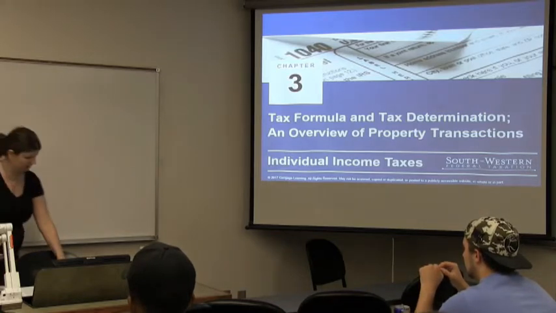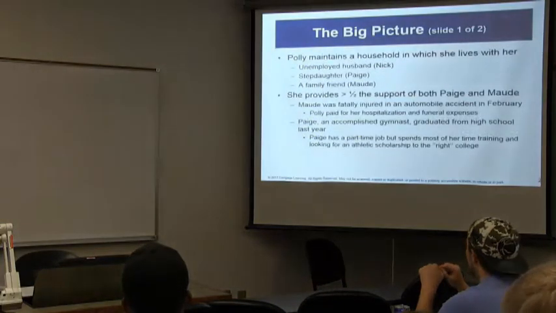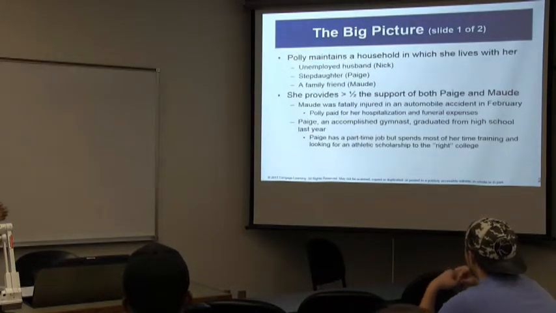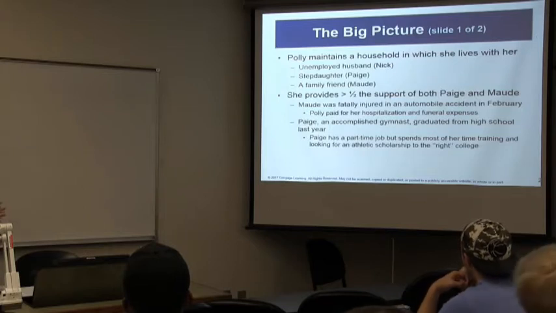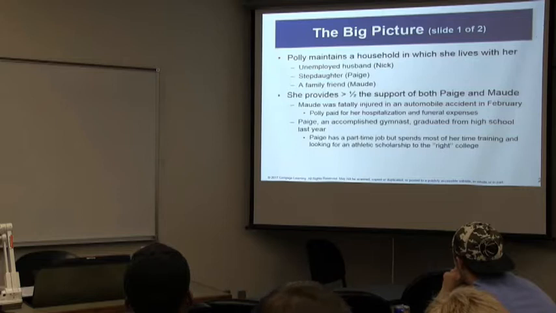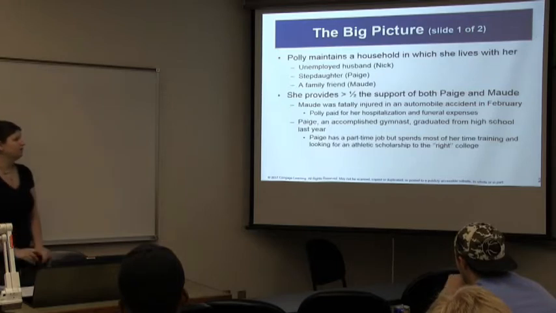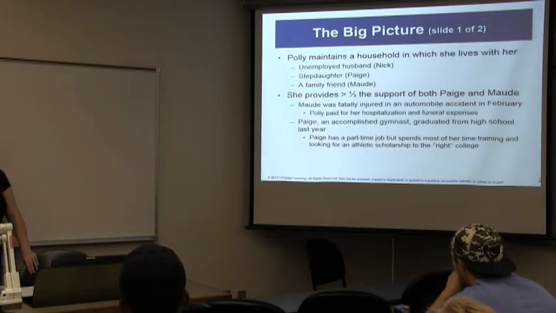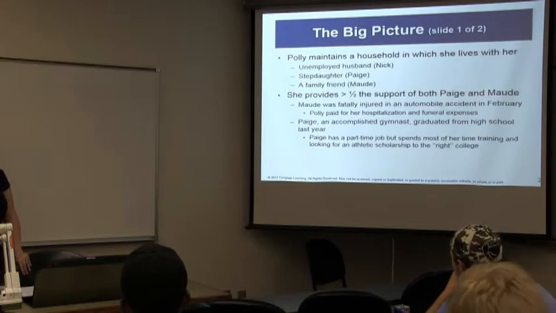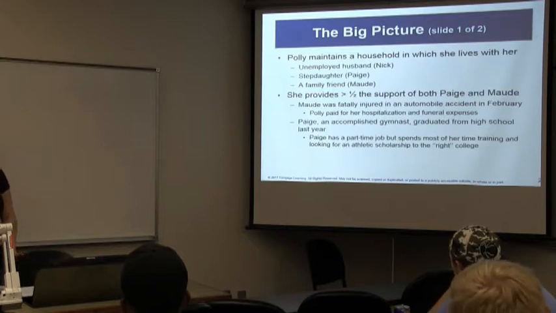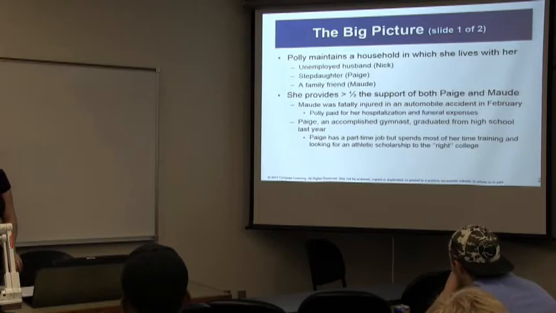Okay, so let's look at our big picture facts here, which I do use in this chapter. Again, the big picture facts are on the first page of the book. Polly has a house in which she lives with her unemployed husband, Nick, her stepdaughter, Paige, and a family friend, Maud. She provides more than half of the support of both Paige and Maud. Maud was fatally injured in a car accident in February, and Polly paid for her hospitalization and funeral expenses. Paige, her daughter, is a gymnast. She graduated from high school last year. She has a part-time job, but spends most of her time training and looking for a scholarship to the right college.